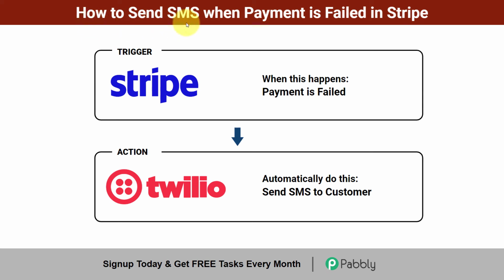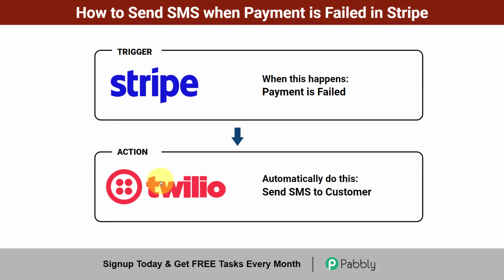How to send SMS when payment is failed in Stripe. So assume that a customer is trying to make a payment via Stripe payment gateway and suddenly the payment has failed. Now you want to automatically and immediately send an SMS to the customer informing them about the payment failure, and here we are going to send the SMS via Twilio application.